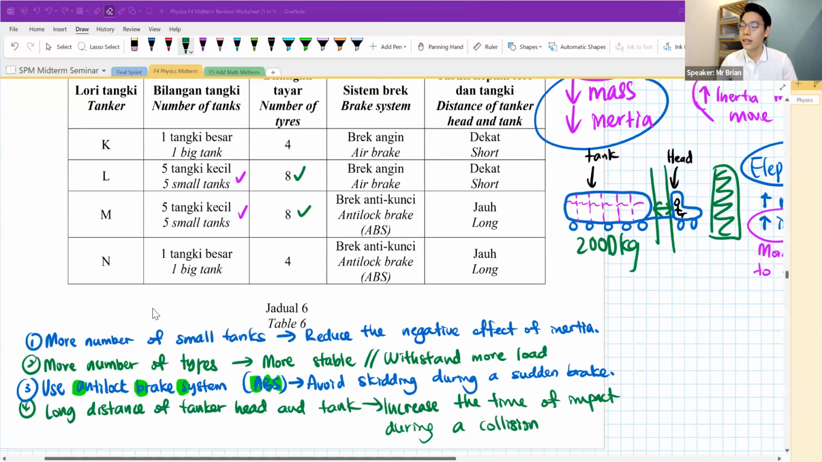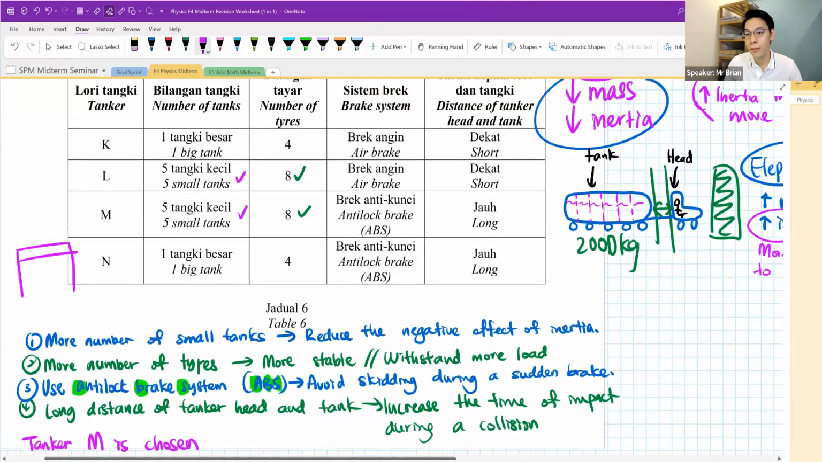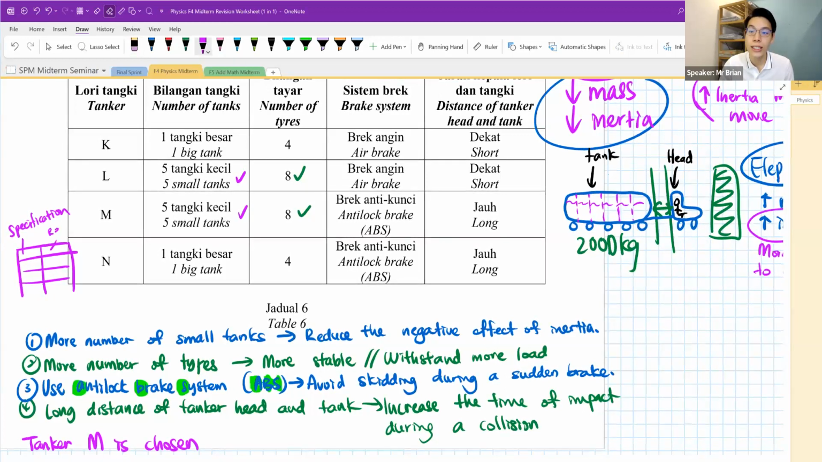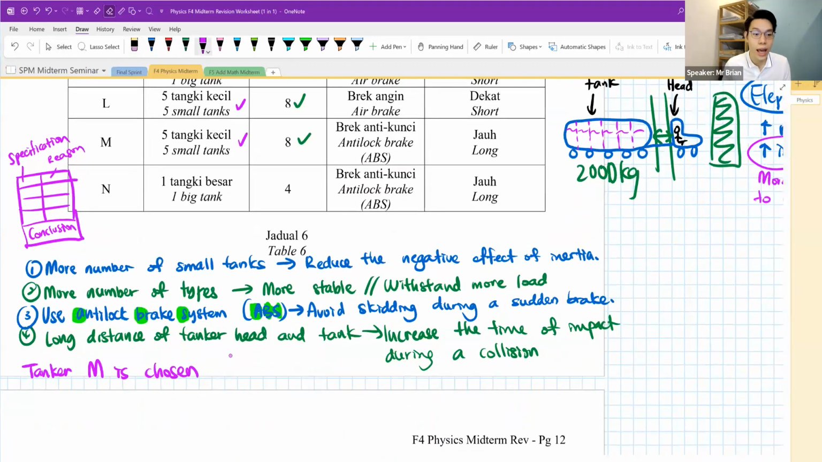So at last, I hope you all know that usually we write the answer in table form. You draw a table in exam. One side you write your modifications or your specifications. One side you write your reasons. And then at last, you write your conclusion. Your conclusion is you tell them who you chose and why.